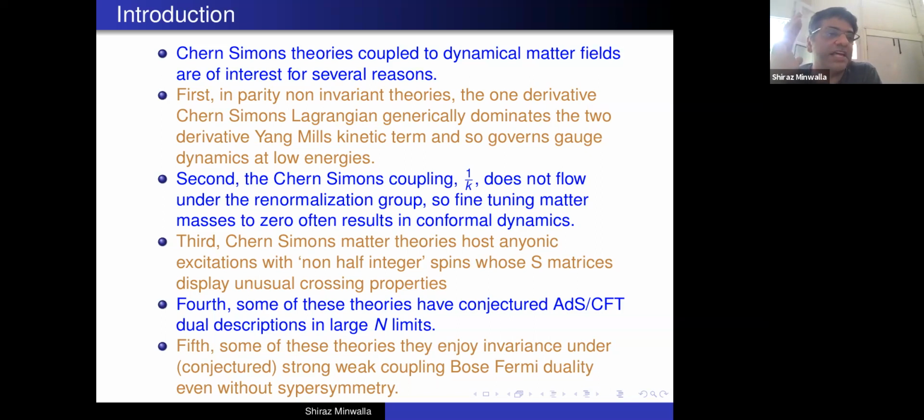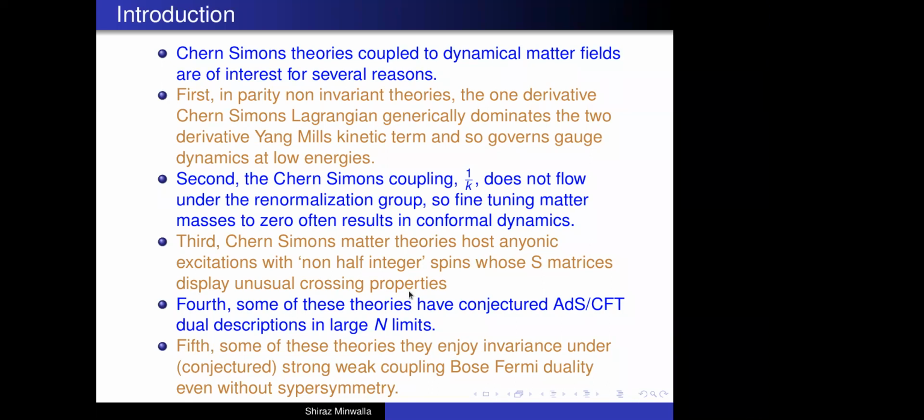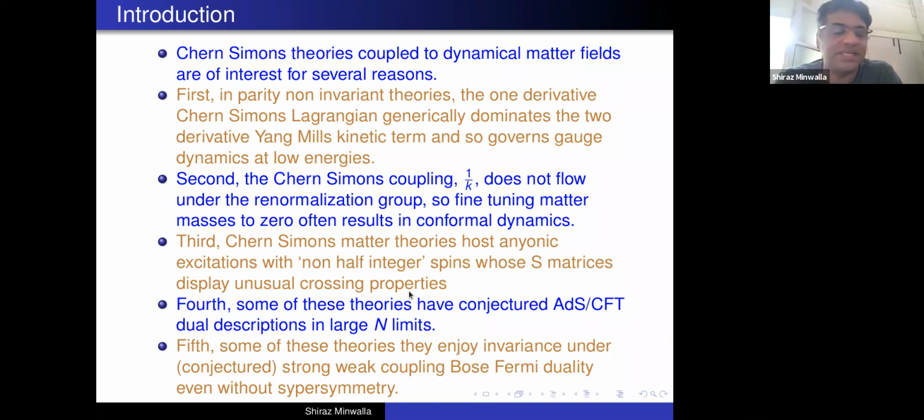A third motivation to study these theories is that they're unusual. They display physics of the sort that we don't easily encounter in other quantum field theories. For instance, particle-like excitations in these theories have non-half integer spins, sometimes obey anyonic statistics, and have been shown to display unusual crossing behaviors in S matrices. Fourth, some of these theories have conjectured AdS-CFT dual descriptions. Fifth, and this was a post facto reason to study them, it turns out that these theories enjoy an interesting sort of Bose-Fermi duality, which will play a role in my talk.